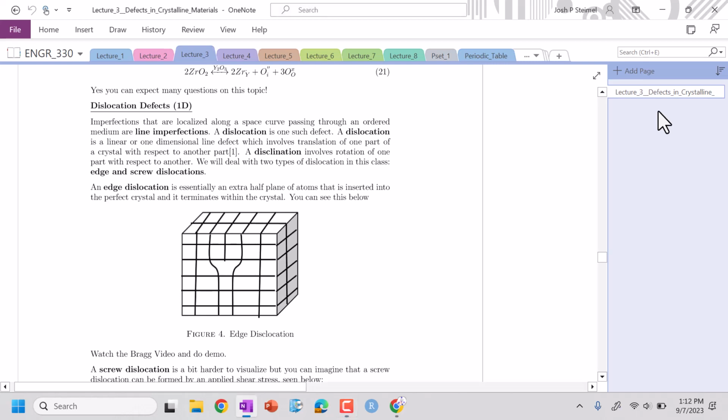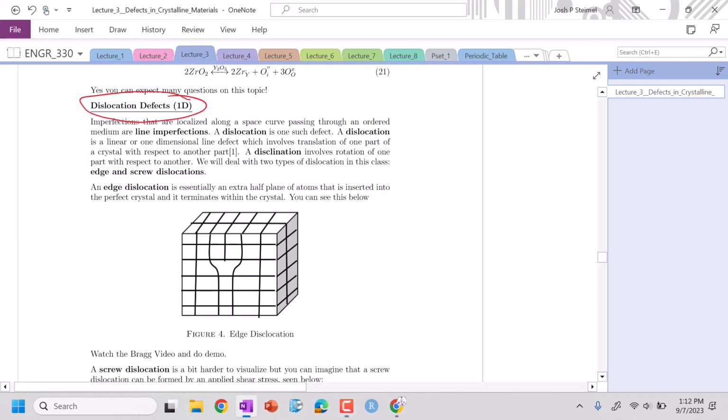All right, everyone, we are back and we are going to talk about dislocation defects, or 1D defects, or line defects, whichever you would like to refer to them as. And they're actually an incredibly important and critical type of defect that determines a lot of the mechanical properties that materials exhibit, especially in plasticity. So that's kind of the key idea here.